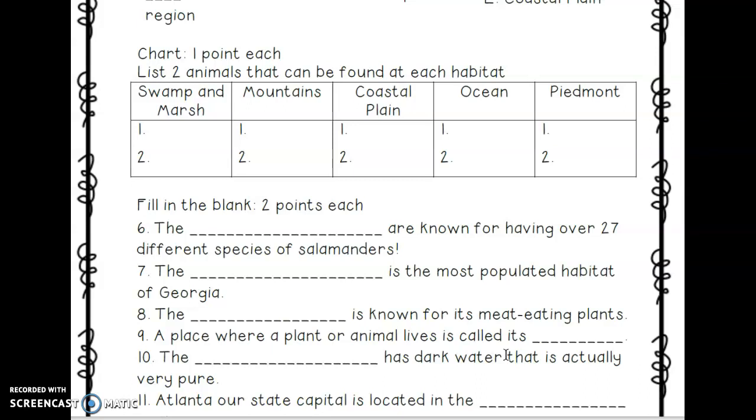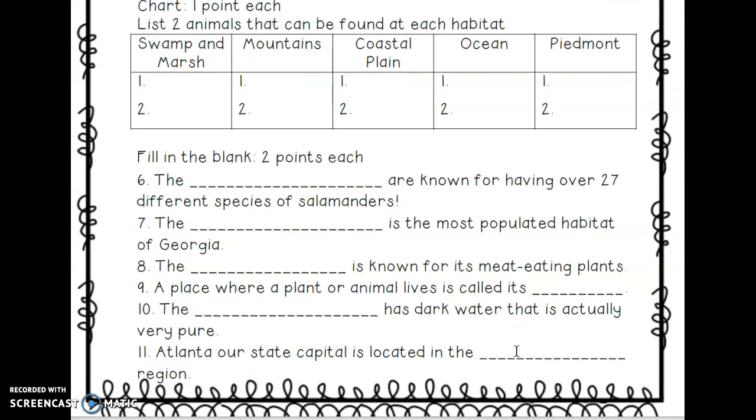Number 10, the blank has dark water that is actually very pure. Think about which habitats have water. If you said swamp and marsh, you're correct. The swamp and marsh has dark water that is actually very pure. And the last question, Atlanta, our state capital, is located in what region? Yes, Atlanta, our state capital, is located in the Piedmont region.